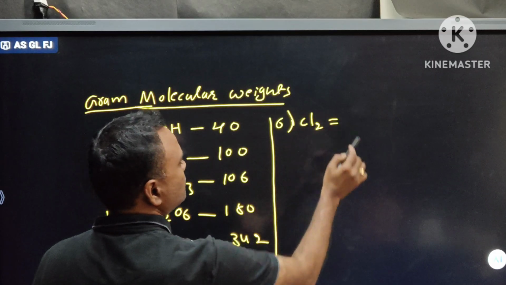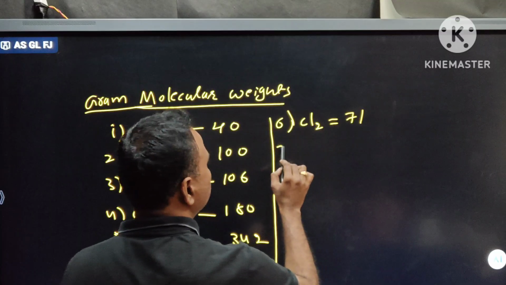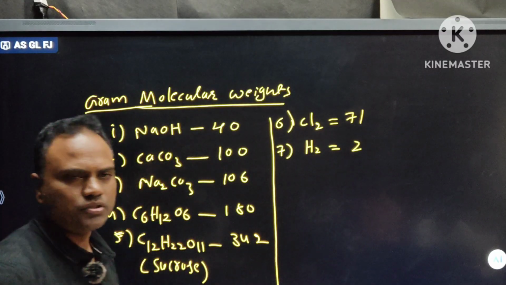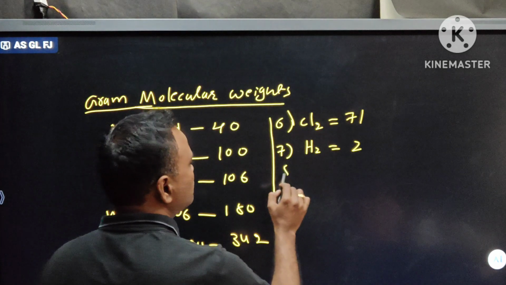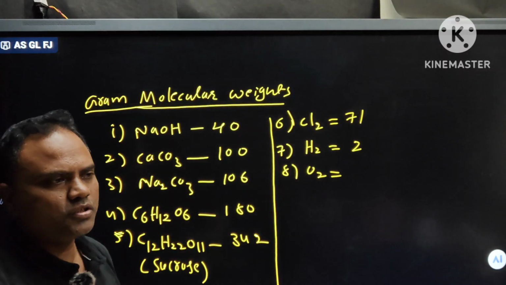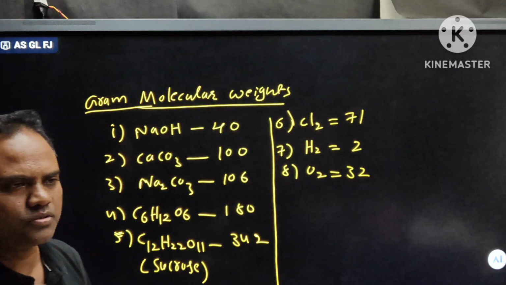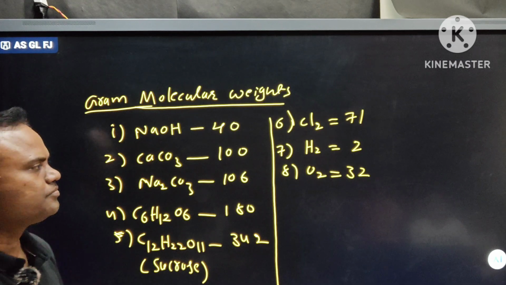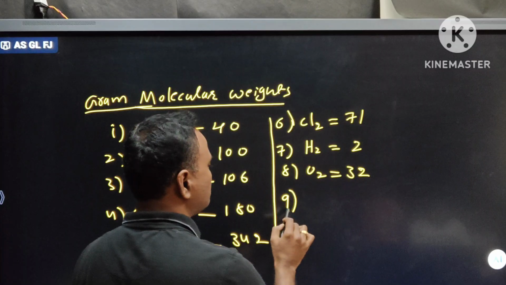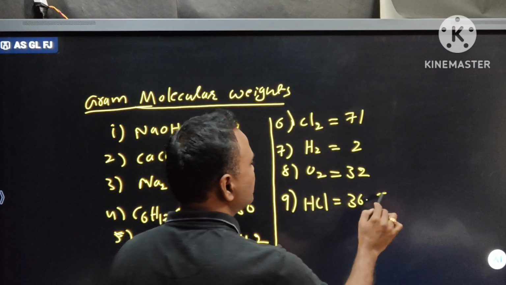Cl2, chlorine molecule, 71. H2 molecule, 2, 1 plus 1 is 2. O2, what is O2? 16 plus 16, 32. Single oxygen weight is 16, 2 oxygens, 16 plus 16, 32. HCl, hydrochloric acid, 36.5.